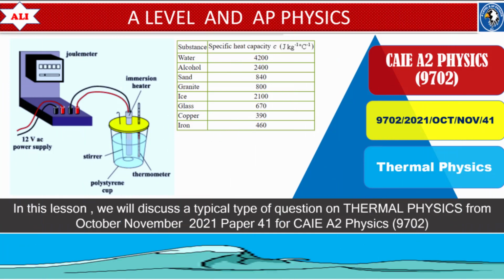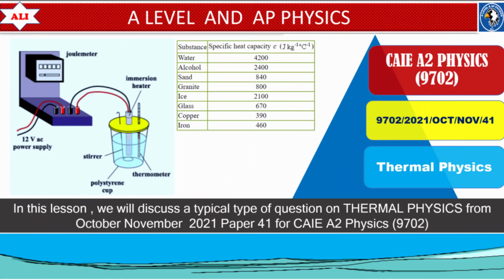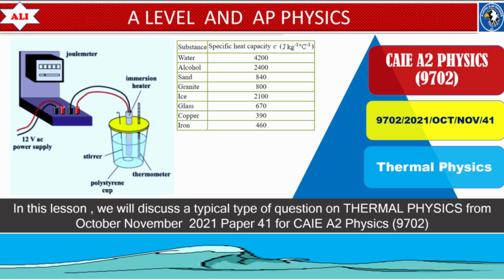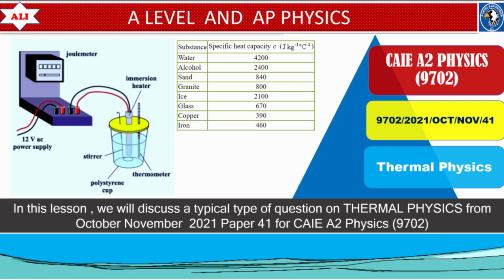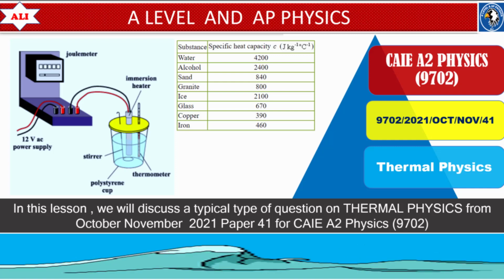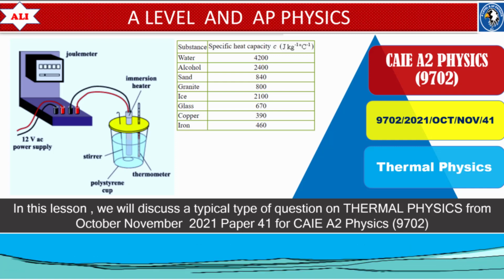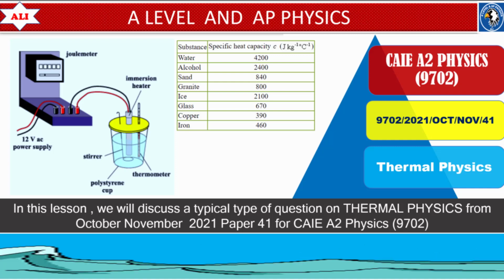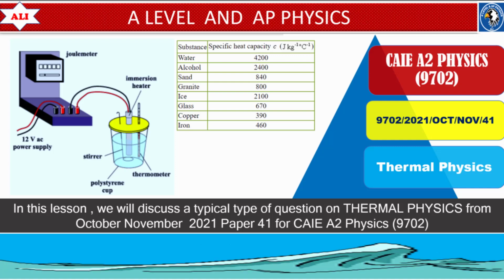In today's lesson, we will discuss one important past paper question on thermal physics from October-November 2021, paper 4, variant 1. I said this question is very important because we will cover some very important concepts about thermal physics in today's lesson. And those concepts are most frequently asked in past papers.